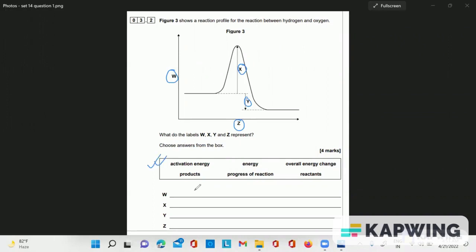Based on the figure, we can say that on the y-axis of the graph, W is my energy. Then comes my X. X is my activation energy. Then comes my Y, which from the graph we can see is the energy change, the overall energy change. And the Z, which is my x-axis, is basically the progress of reaction.